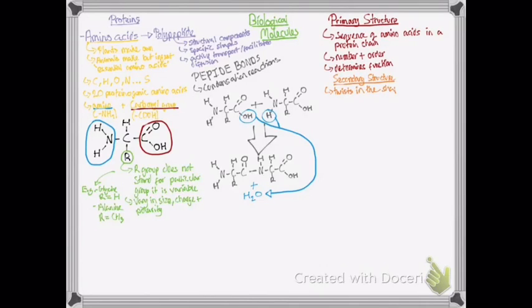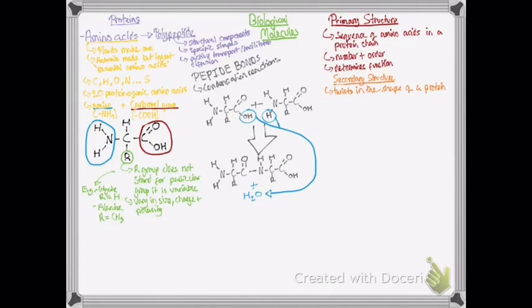So we can produce lots of different proteins, all with different structures and functions, as our primary structure can be altered. Our primary structure is basically just the order of amino acids. It's pretty simple. Then we've got our secondary structure.